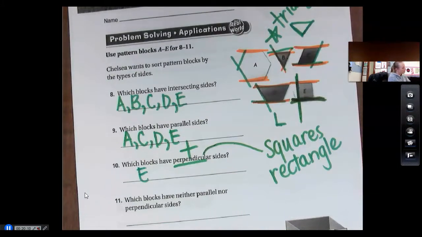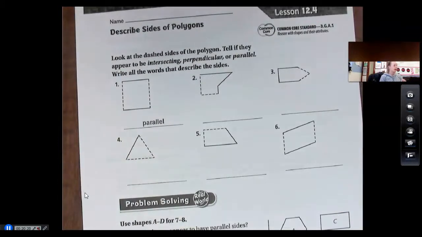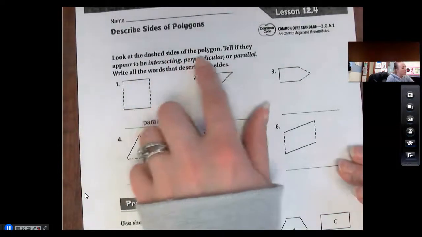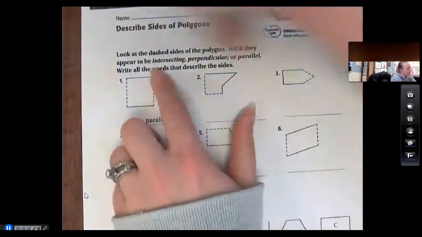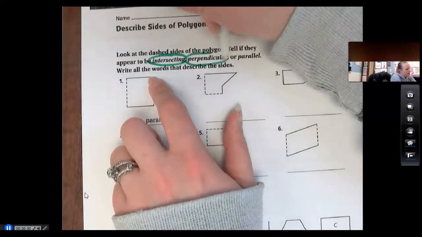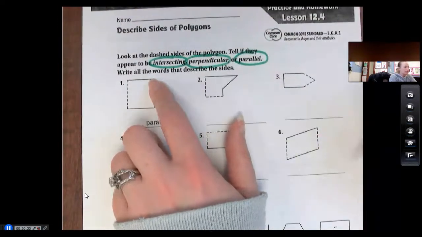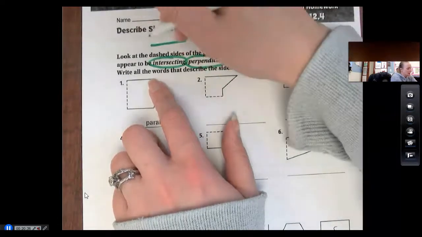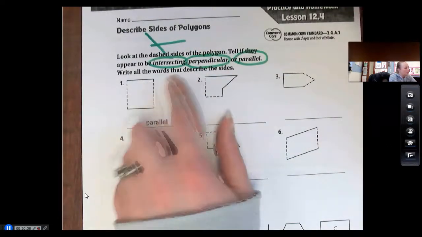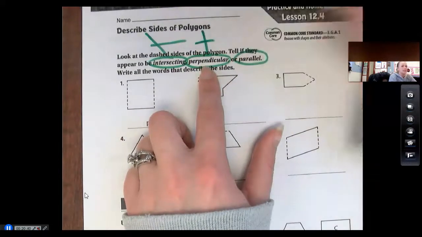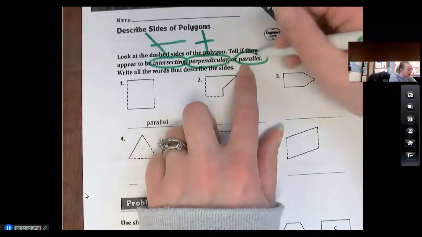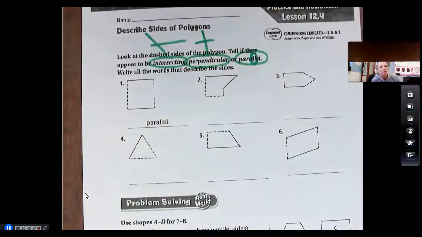All right, kiddos. Let me check and make sure we have everything we need. All right, let's go ahead and look at our paper for a grade. On our paper for a grade, let's look at our directions. First, look at the dashed sides of the polygon. Tell if they appear to be intersecting, perpendicular, or parallel. Well, let's write some notes. Intersecting lines cross anywhere. Perpendicular lines are perfect T's, and parallel lines are lines that never ever touch.